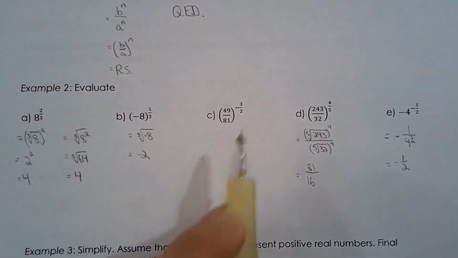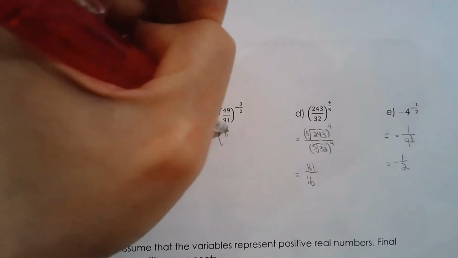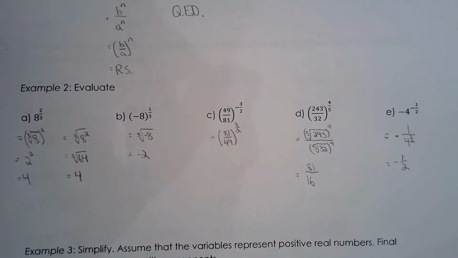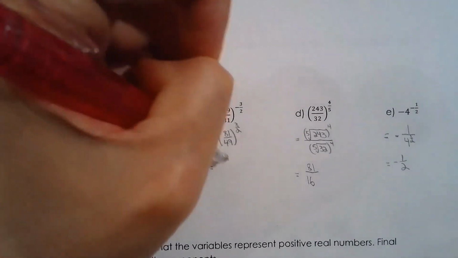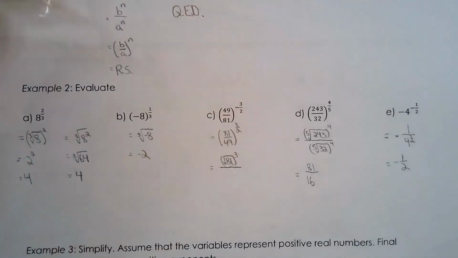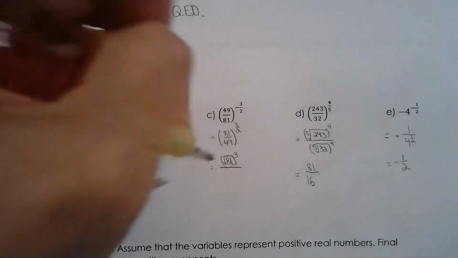So if the exponent here is negative, I can take the reciprocal of the base. So instead of 49 over 81, it's now 81 over 49. Exponent is positive, so I have to square root and cube because the exponent is 3 over 2. Square root and cube. So square root 81 and then cube it. If you really want, you could cube it and then square root. But I don't know what 81 cubed is. Actually, do I know 81 cubed? 3 to the 4. I have an idea. Now I have to check.